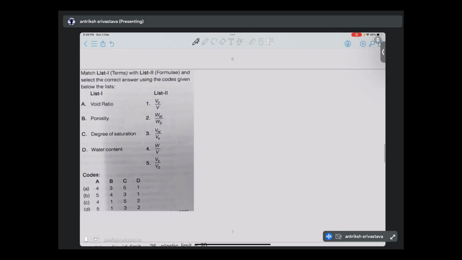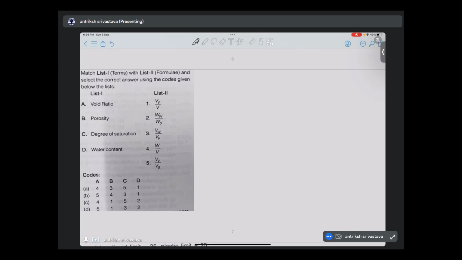Okay, and now this question. This question is very important when we are preparing for GATE and we are doing soil mechanics. Everyone should know the answer to this question. I am going to read out this question and see what answers you are going to give me. Void ratio, porosity, degree of saturation, water content. We have to match the formula for the corresponding things.